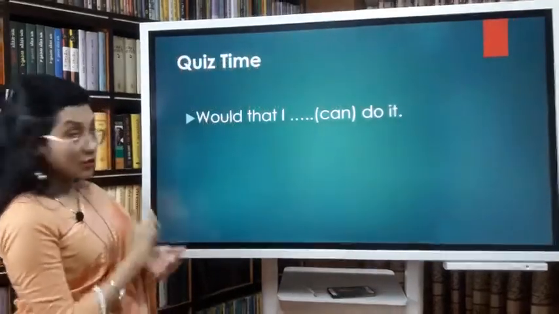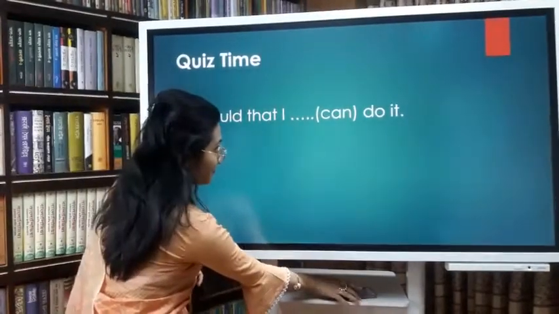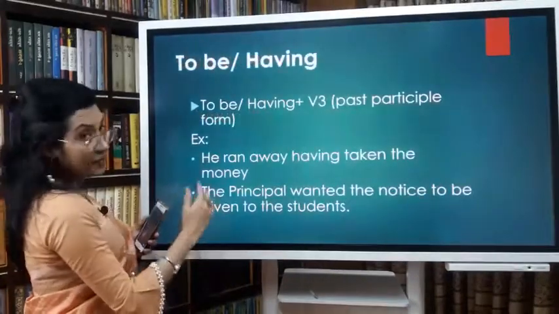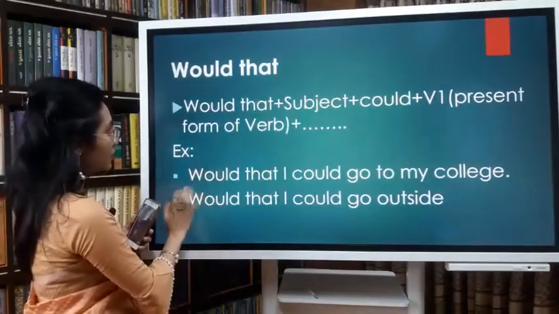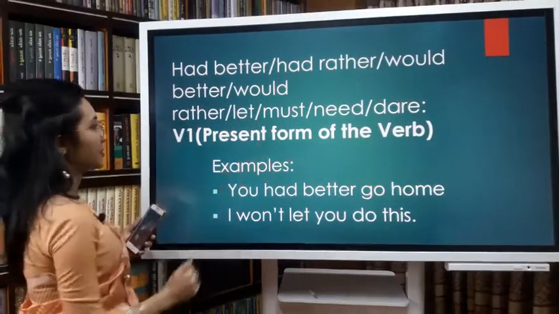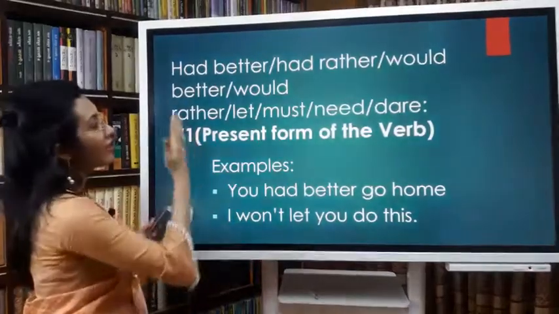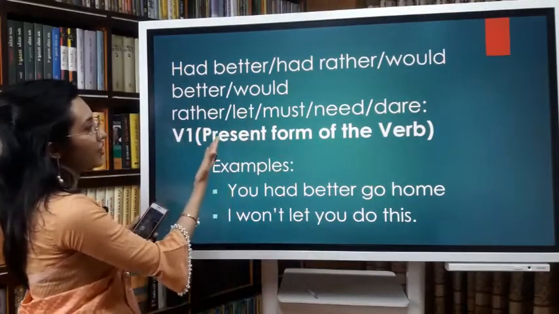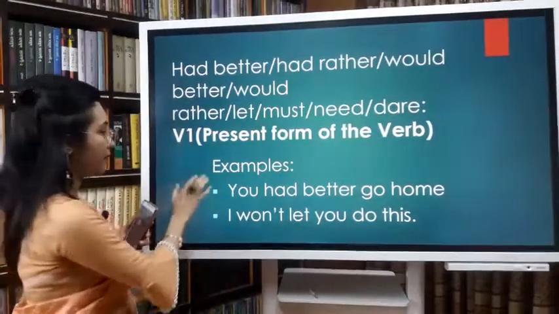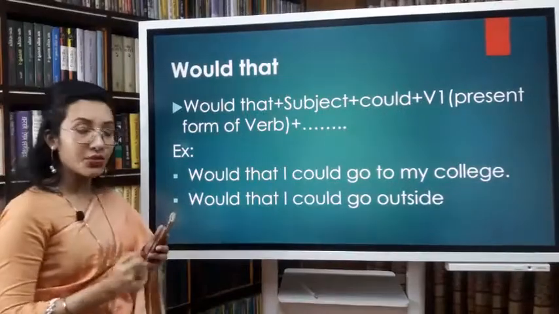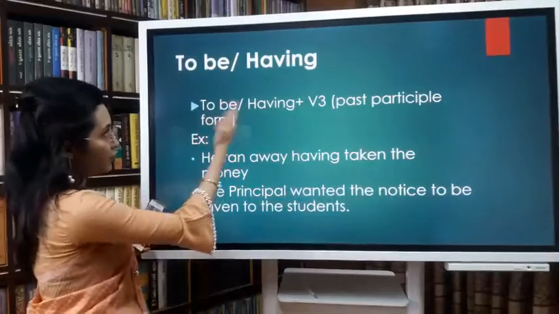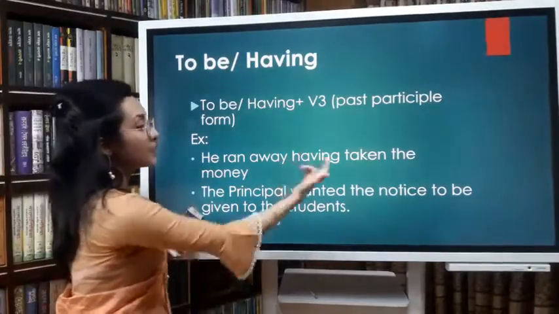Now the next rule. So this is the quiz time again. So let's see if you have understood the last two rules. To be, having, would that rules, and the rules of had better, had rather, would rather, let, must, need, dare. So I'm repeating once again. If you have had better, had rather, would rather, let, must, or need, dare, you're going to use the base form, the present form of the verb. If you have would that, we are going to use could plus the present form of the verb. If you have to be and having, we are going to use the past participle form of the verb.